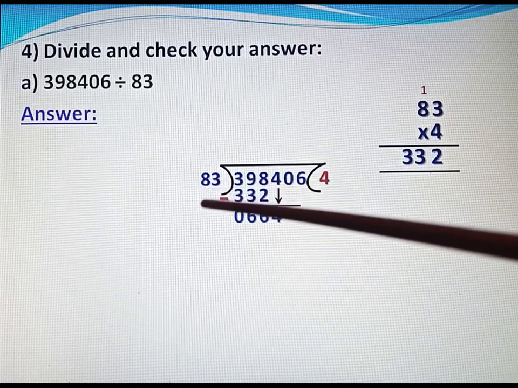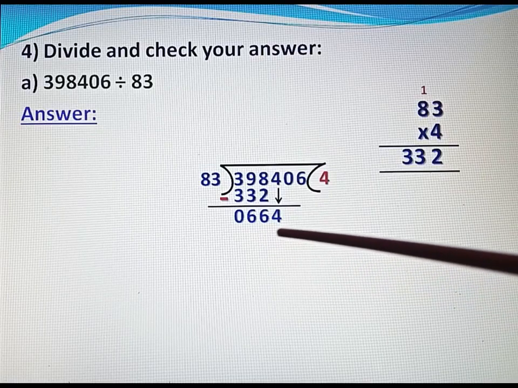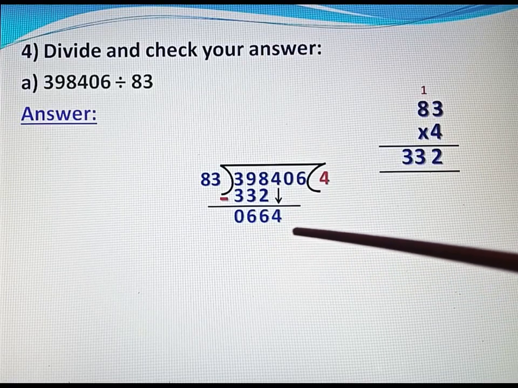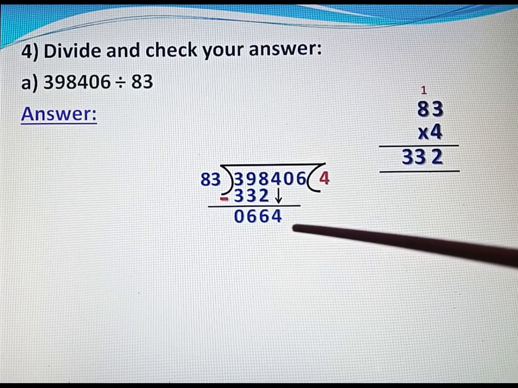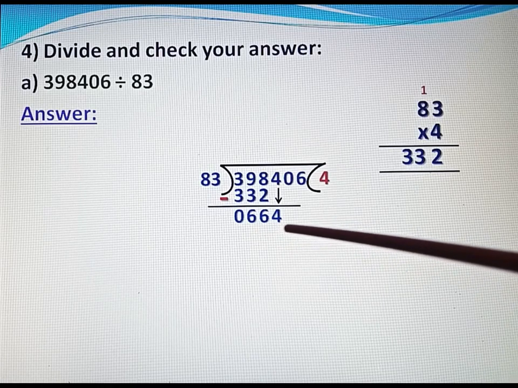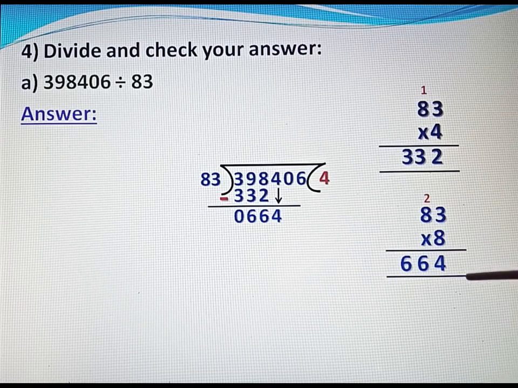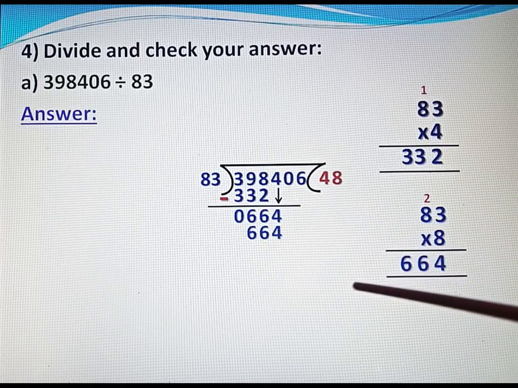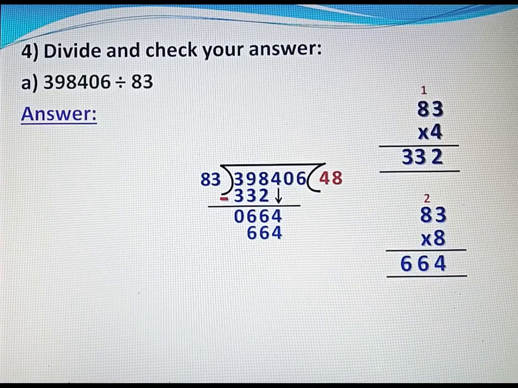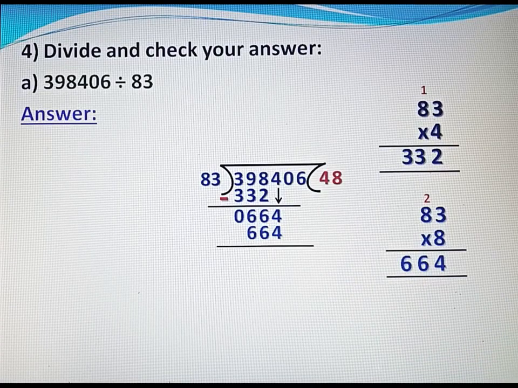Now again we will multiply 83 by a number so that the result is equal to 664 or less than 664. It should not be greater than 664. Multiply 83 by 8. 8 threes are 24, 2 carry 4, 8 eights are 64 plus 2 is 66. So 83 multiply 8 equal 664, and then we will do subtraction. 4 minus 4 is 0, 6 minus 6 is 0, 6 minus 6 is 0.